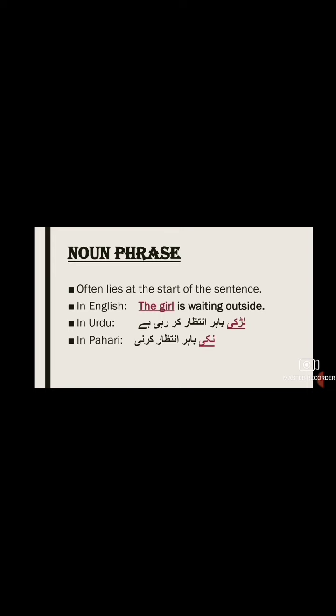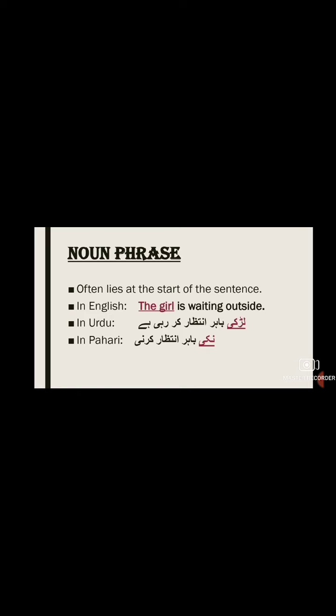Next is noun phrase. Noun phrase having noun as head word and verb phrase or prepositional phrase, or you can say a clause as post modifiers often lies at the start of the sentence in English. For example, the girl is waiting outside. Here the girl is first noun phrase which normally lies at the start of the sentence.